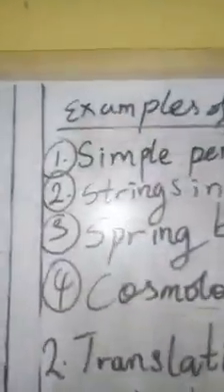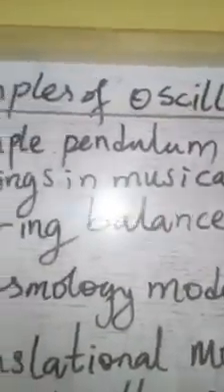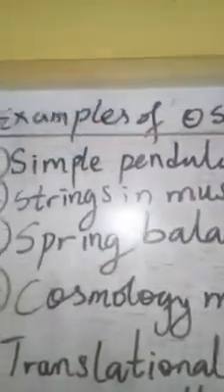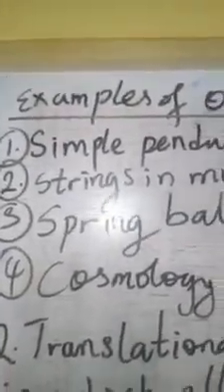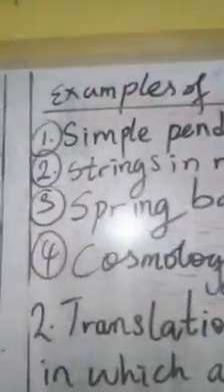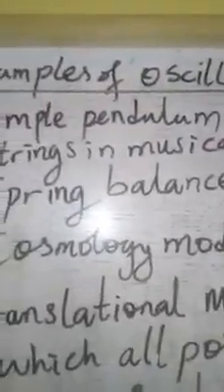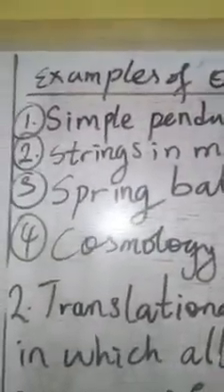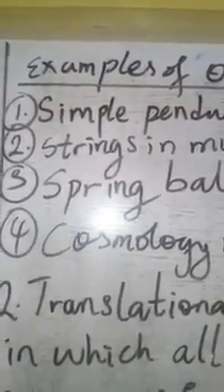Now we're going to look at some examples of oscillatory motion. Number one example we're looking at is the simple pendulum. And we can get that in the pendulum clock, and an example that I've just shown you. Then number two is the strings in musical instruments. An example is a guitar. While the number three is the spring balance. So the motion of the spring balance is oscillatory because it moves to and fro.